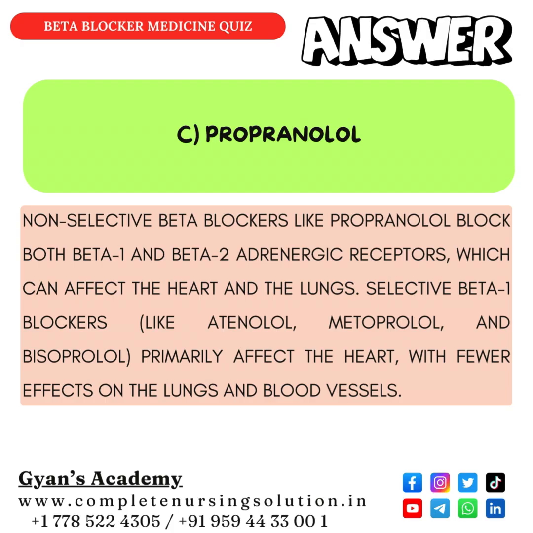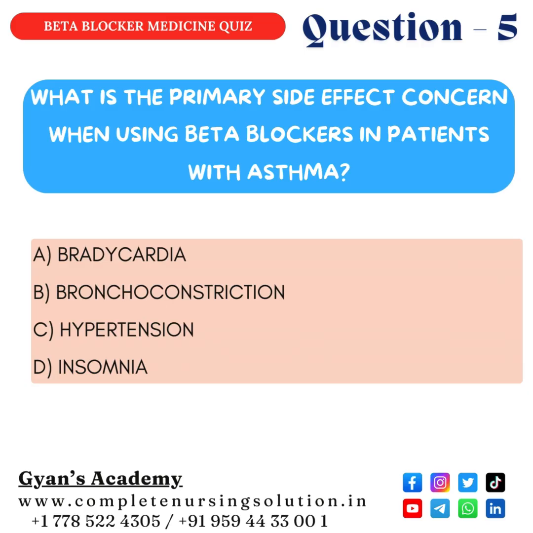Non-selective beta blockers like propranolol block both beta-1 and beta-2 adrenergic receptors, which can affect the heart and the lungs. Selective beta-1 blockers like atenolol, metoprolol, and bisoprolol primarily affect the heart, with fewer effects on the lungs and blood vessels. What is the primary side effect concern when using beta blockers in patients with asthma?